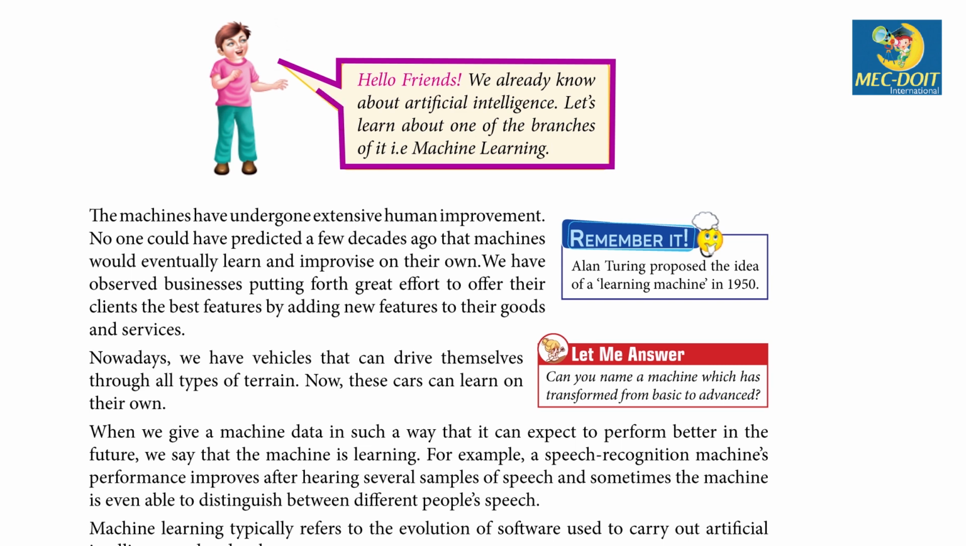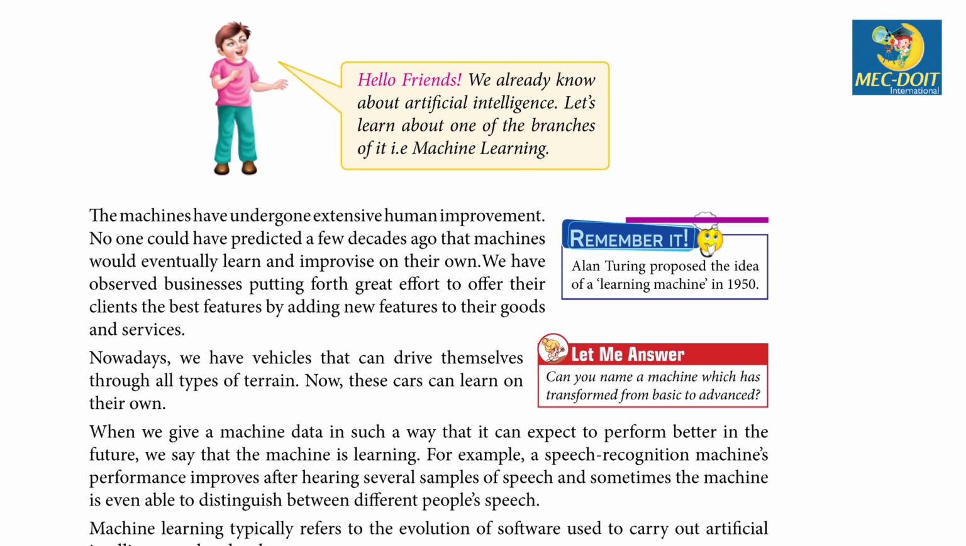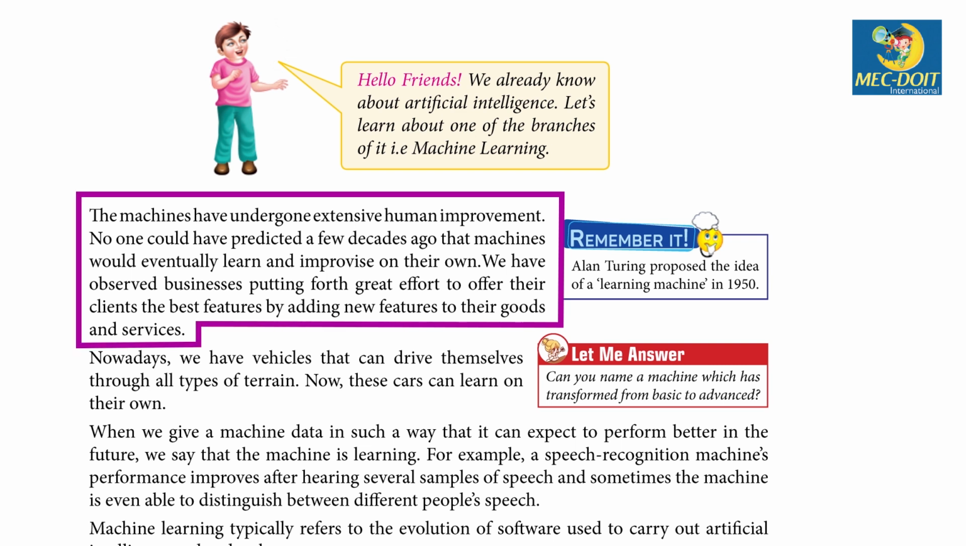Hello friends, we already know about artificial intelligence. Let's learn about one of its branches, machine learning. Remember it, Alan Turing proposed the idea of a learning machine in 1950. Machines have undergone extensive human improvement. No one could have predicted a few decades ago that machines would eventually learn and improvise on their own.